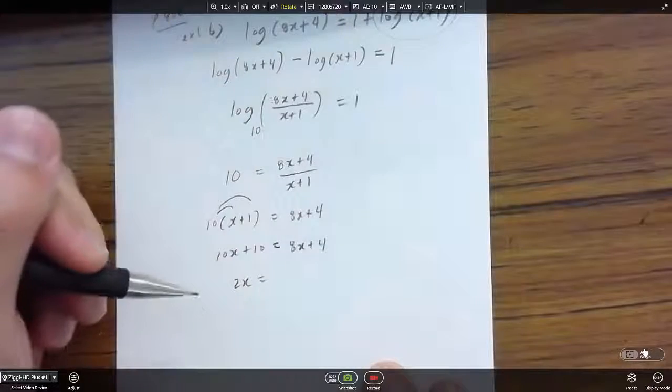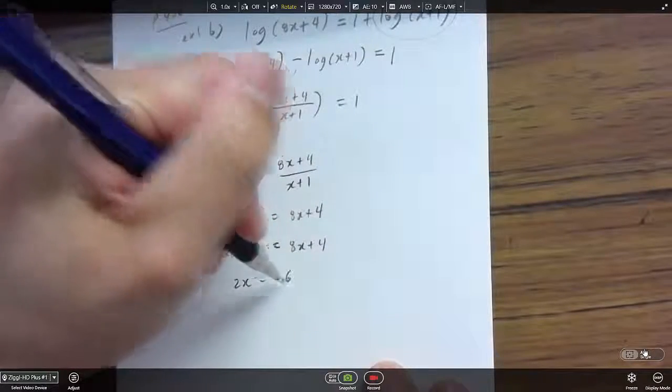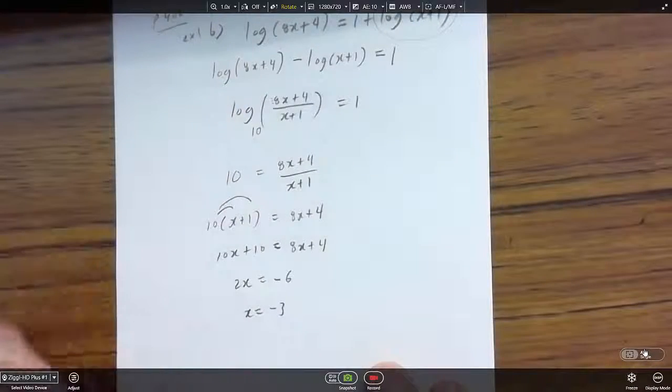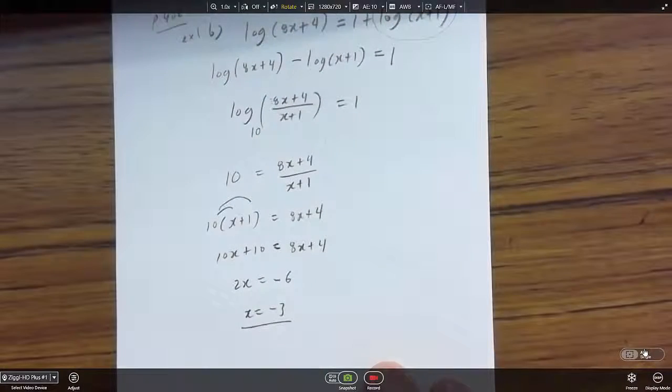We throw the 10 over. It becomes 4 minus 10 is minus 6. And so x is equal to negative 3. Negative 6 divided by 2 is negative 3. So there's our answer. It's always a good idea to verify your solution.